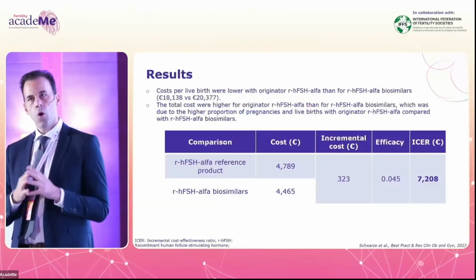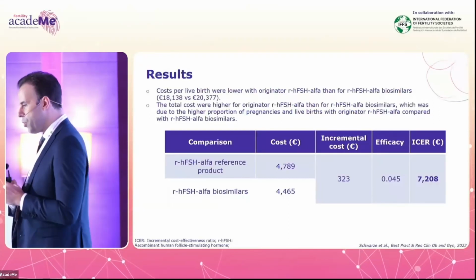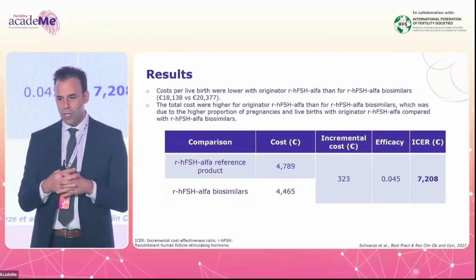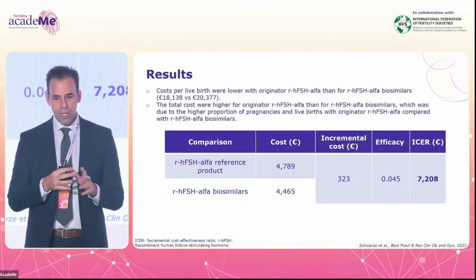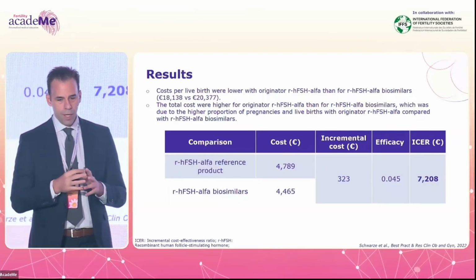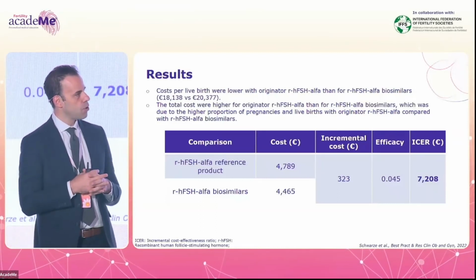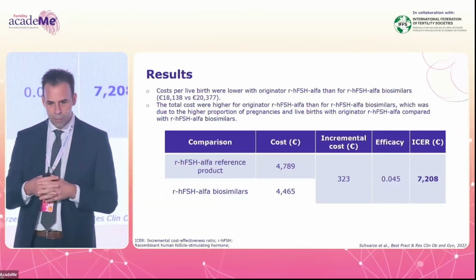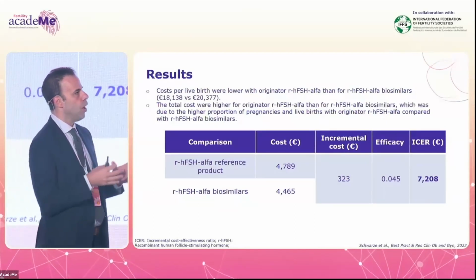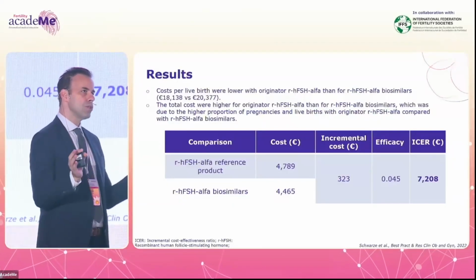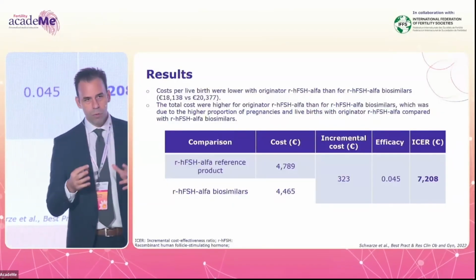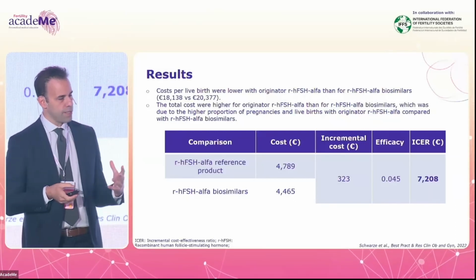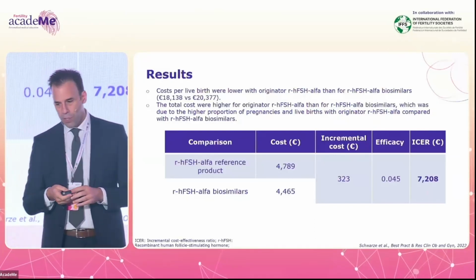So I won't go into very much detail. I'll just tell you that the cost per live birth was lower with the originator follitropin alpha in our study than with alpha biosimilars, and that was 18,000 approximately in the originator group versus 220,000 in the biosimilar group. The total cost of treatment in the 2 cohorts was higher, but that was predominantly due to the fact that we had a higher number of pregnancies and live births in the originator.